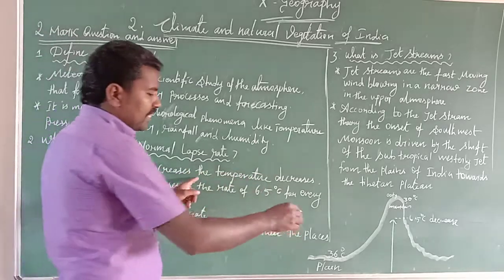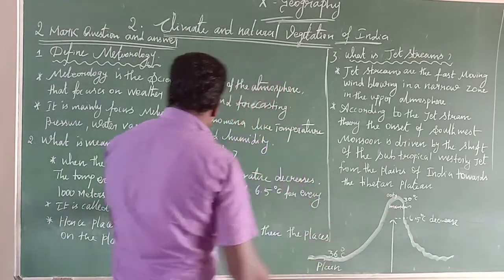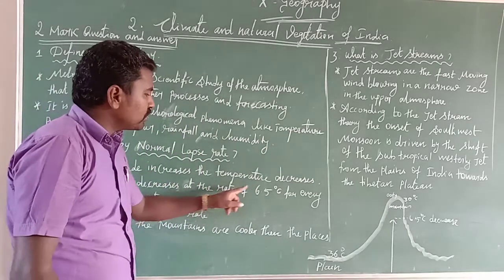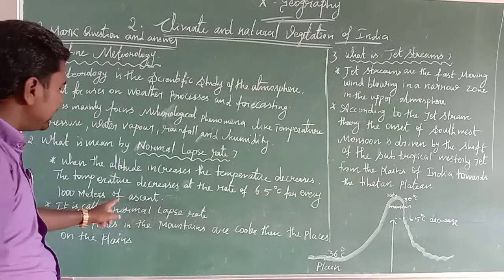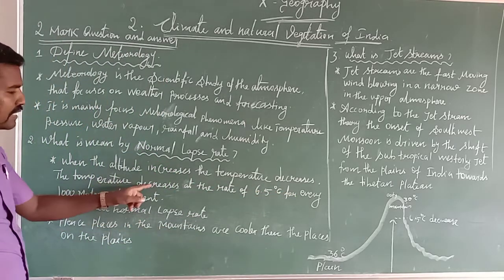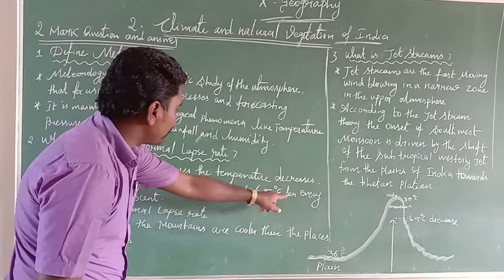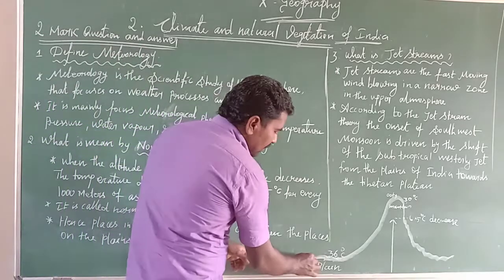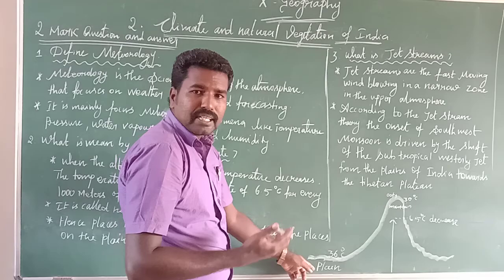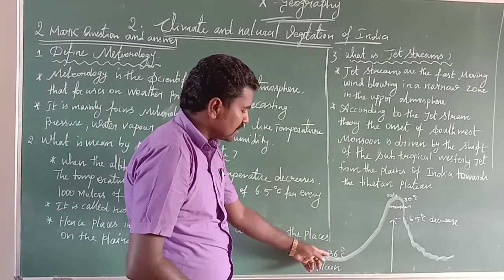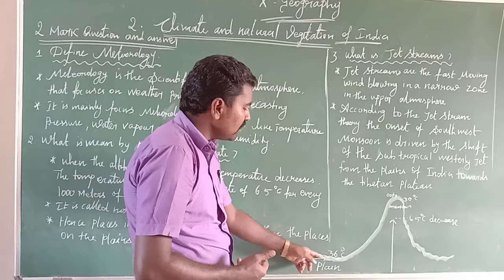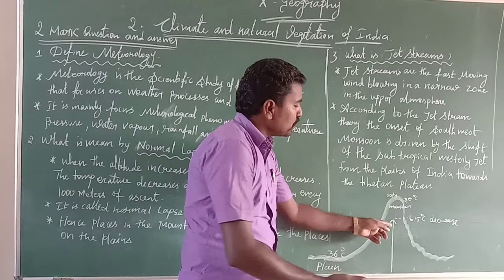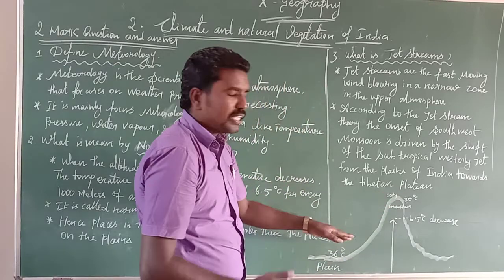When you go higher and higher, the temperature will decrease. The temperature decreases at the rate of 6.5 degrees for every 1000 meters of ascent. Say for example, we are living in a plain region, in our village, at 36 degree temperature. If you go to visit the mountain region, the temperature will decrease as you go higher and higher, because that is the normal lapse rate.